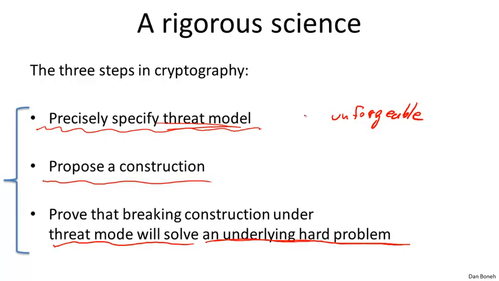In the case of signatures, we'll define what it means for a signature to be unforgeable, then we'll give a construction, and then, for example, we'll say that anyone who can break our construction can then be used to, say, factor integers, which is believed to be a hard problem. Okay, so we're going to follow these three steps throughout, and you'll see how this actually comes about.